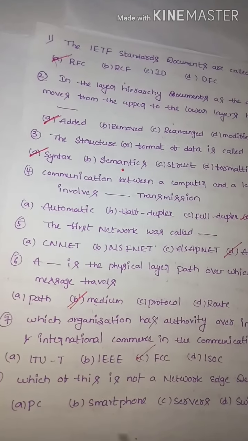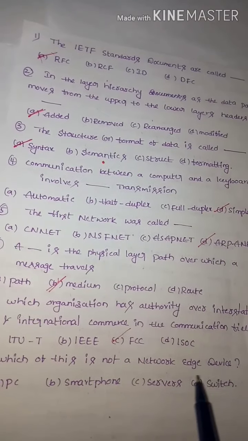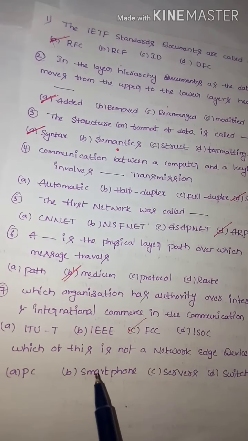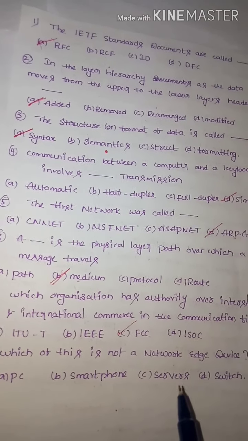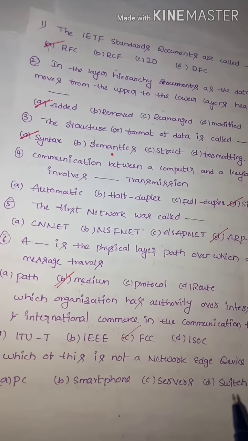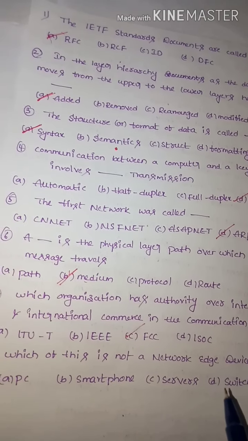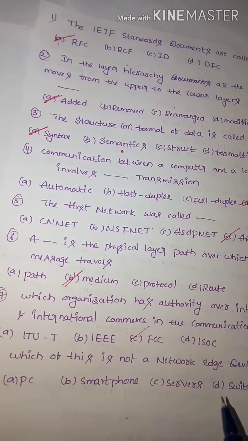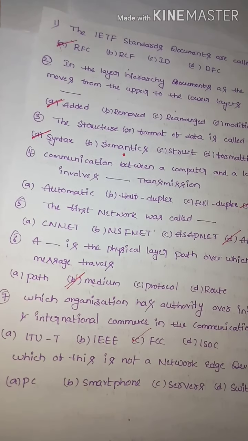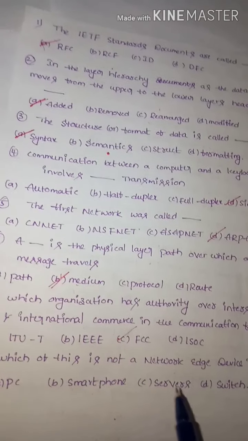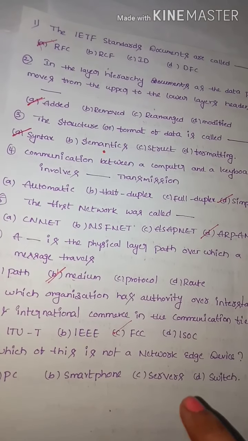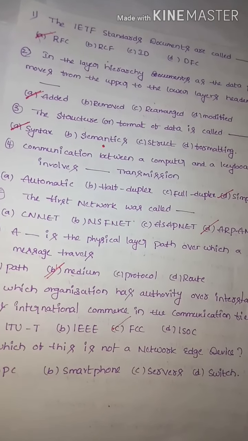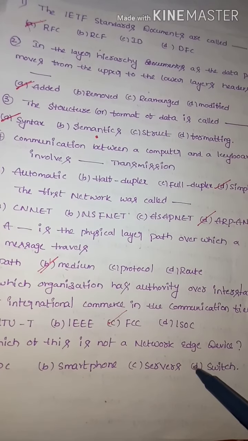Next one, which of these is not a network edge device? Option A PC, option B smartphones, option C servers, option D switch. A network edge device refers to a host system which can host applications like web browsers. A switch cannot operate as a host but is a control device which can be used to manage the networking communication, as we know. So the correct answer is a switch.